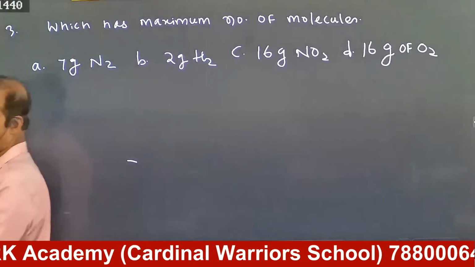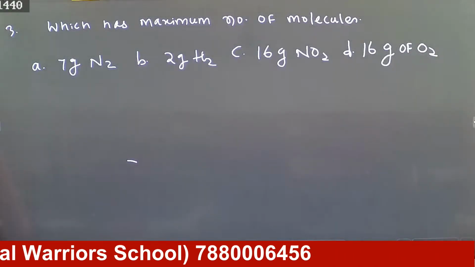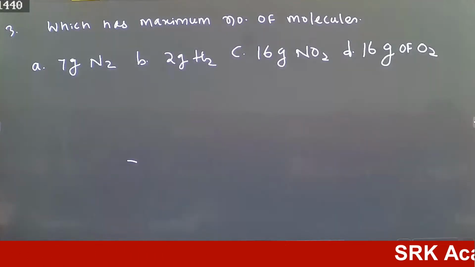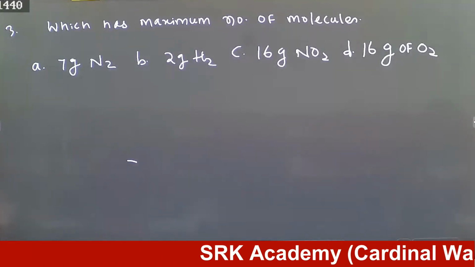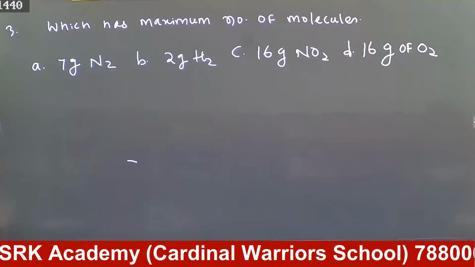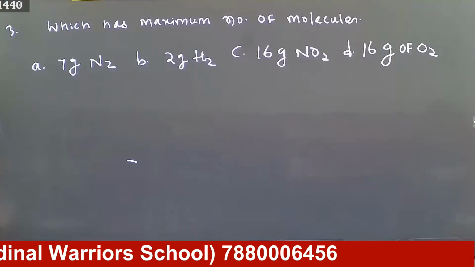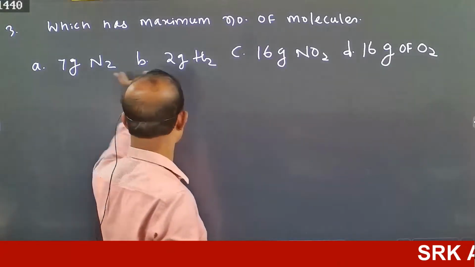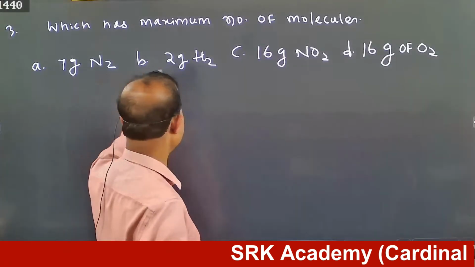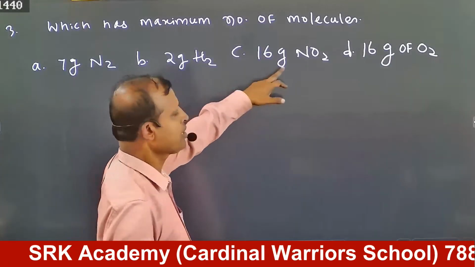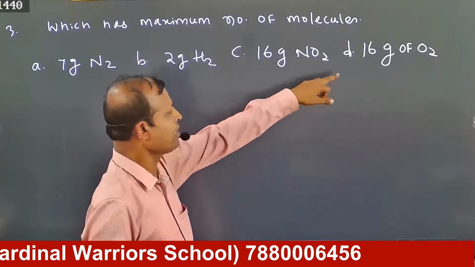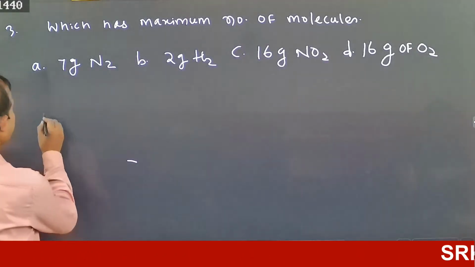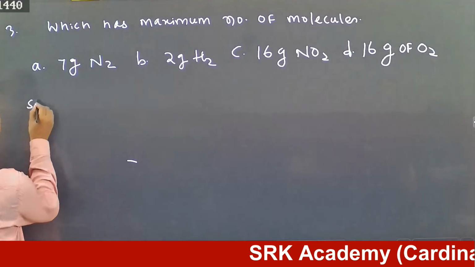So you are asked to find out which one has more number of molecules out of 4. Out of 4 options, which one has more number of molecules? The options are 7 gram of N2, 2 gram of S2, 16 gram of NO2 and 16 gram of O2. So let's solve.